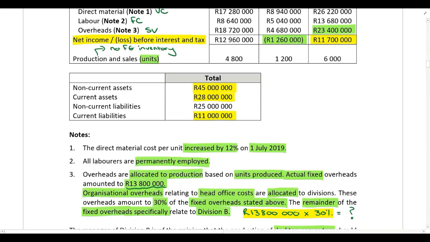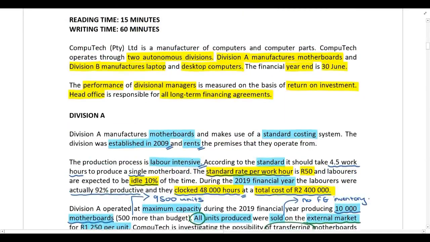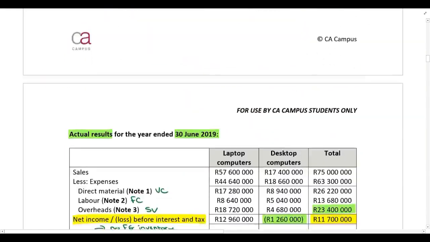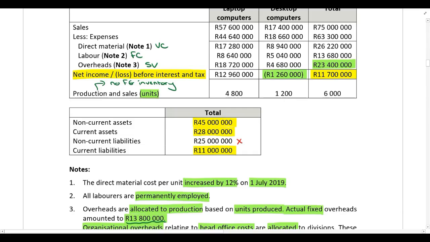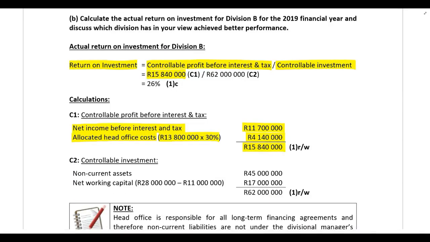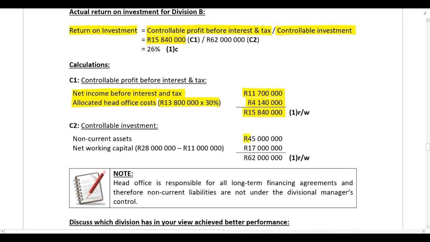Please remember, guys, if the question is silent, it's safe to assume that the non-current liabilities are not under the control of the divisional manager, and they should not be taken into account in the calculation of controllable investment. But in this question, you were also specifically told that head office is responsible for all long-term financing agreements. So you shouldn't take the non-current liabilities into account in your calculation. All right, so again, very simple calculation, guys. That's the non-current assets. Your net working capital is current assets minus current liabilities, and that gives you the controllable investment.